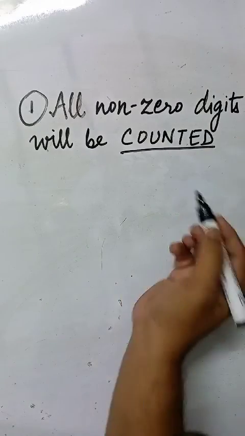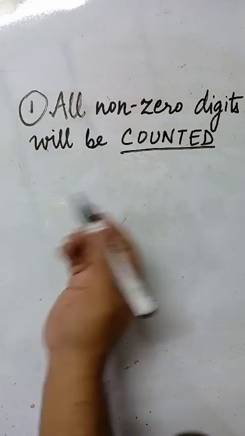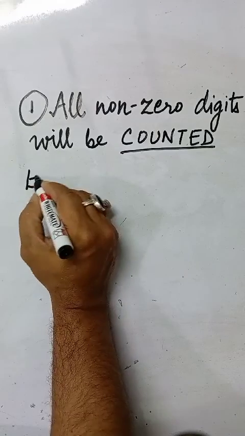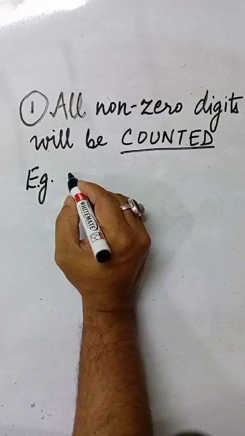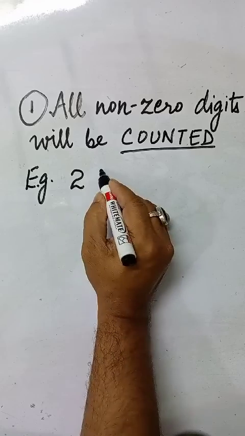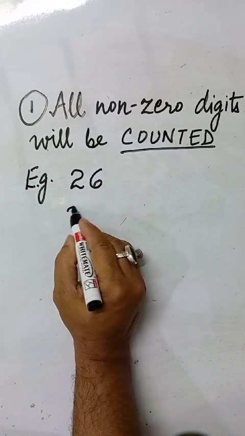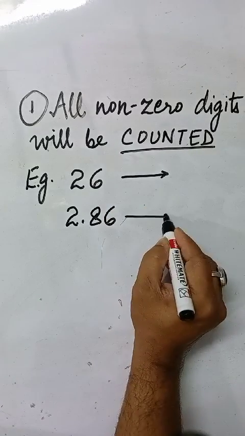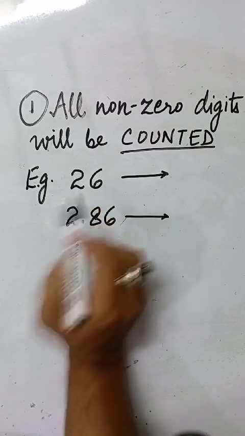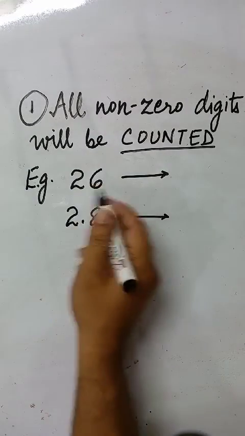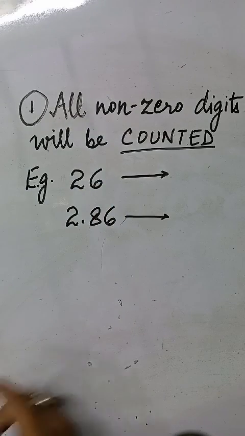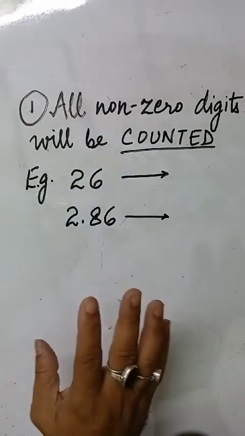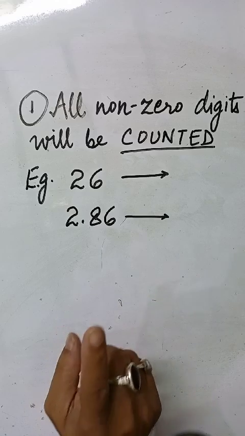All non-zero digits will be counted. Now, as such, this statement would not be making much sense, but when I take this example, you will understand it very clearly. Suppose I have a number 26. This is a number given to me, and the question is, find out how many significant figures are there in this 26.